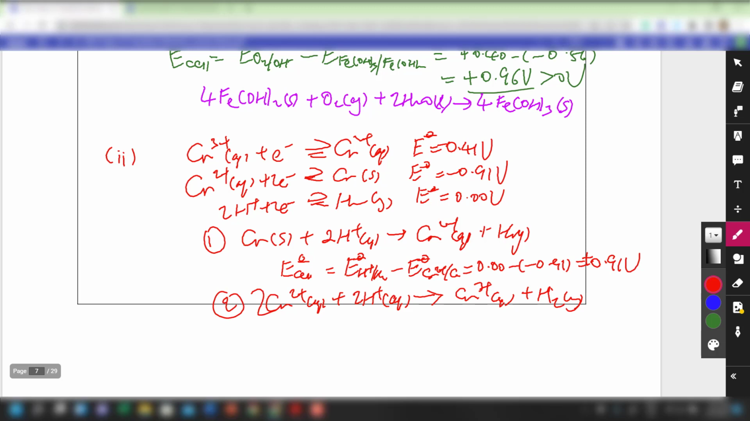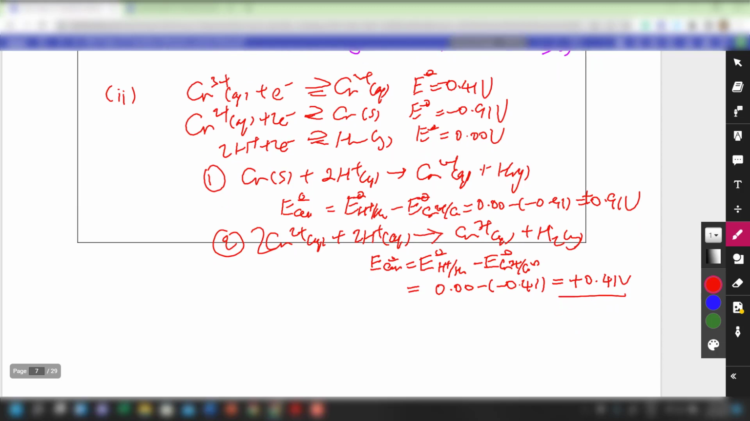Okay, so in this case, E cell will be equal to E reduction minus E oxidation. This is equal to 0.00 minus (−0.41), which is plus 0.41 volts. I hope you find the calculation straightforward.